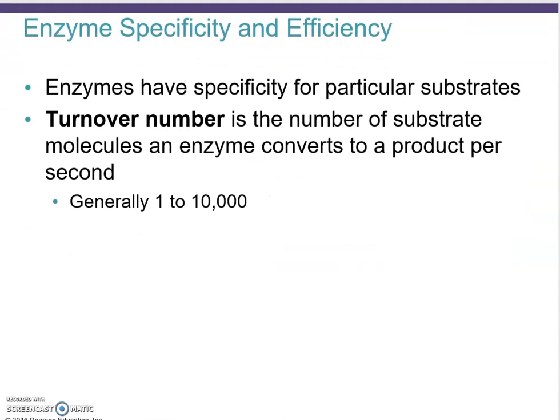And the enzyme specificity and efficiency, it's amazing actually. Enzymes are highly specific for their substrate, and they are very efficient. We call that a turnover rate, and it's pretty staggering. That's the number of substrate molecules an enzyme can convert to a product per second, and it can be really high. Take a look at this. When this enzyme is really going, it can be up to 10,000 product molecules per second. So anywhere from 1 to 10,000, but that's a pretty large number.